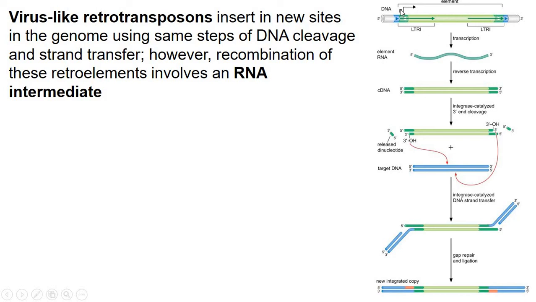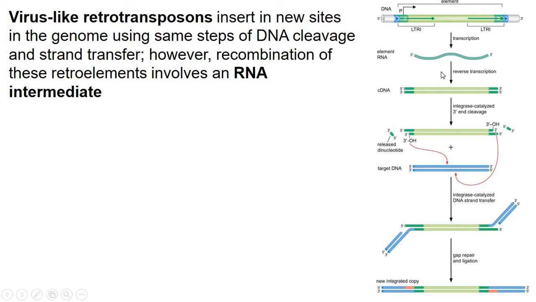When you see this arrow, this always means the transcription start site. So this is the transcription start site. This is the promoter right here in this inverted repeat. This transcribes an RNA molecule. This is the element RNA. This RNA molecule is an RNA intermediate.